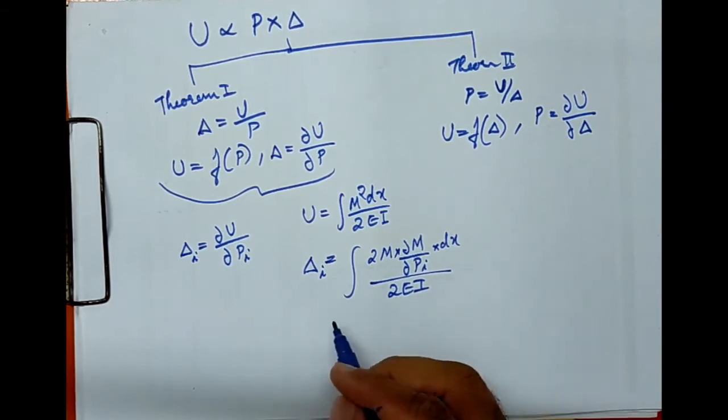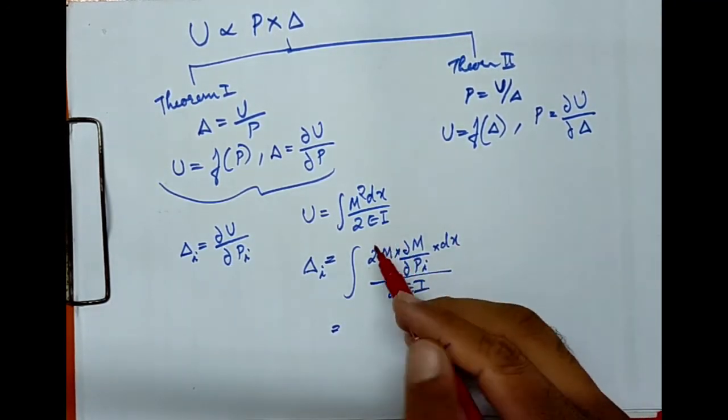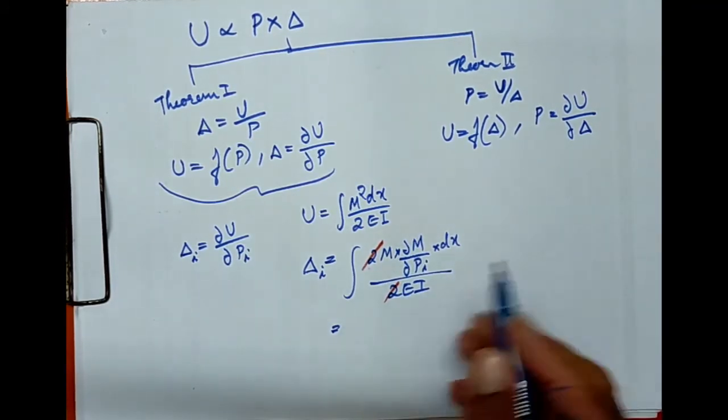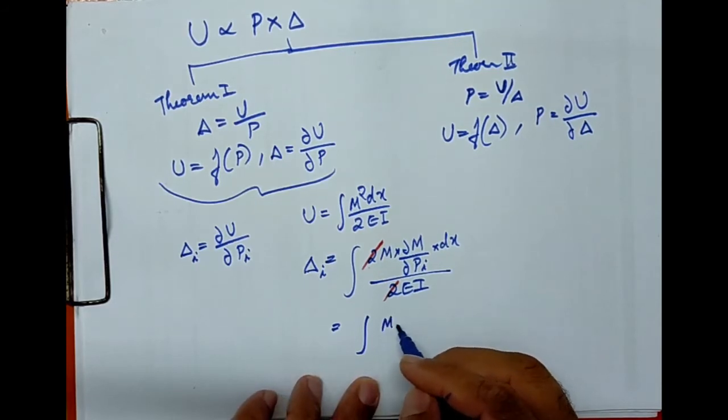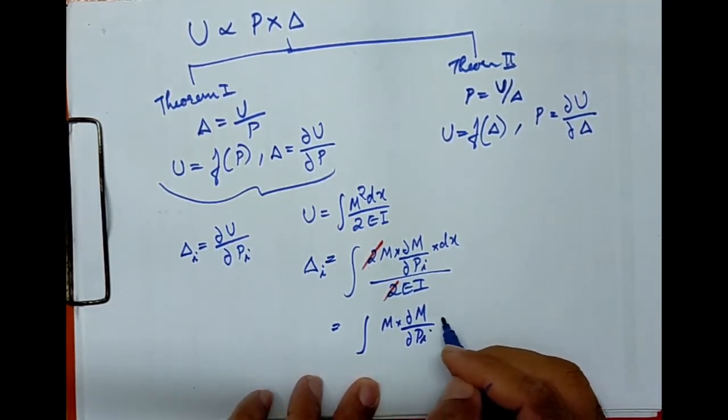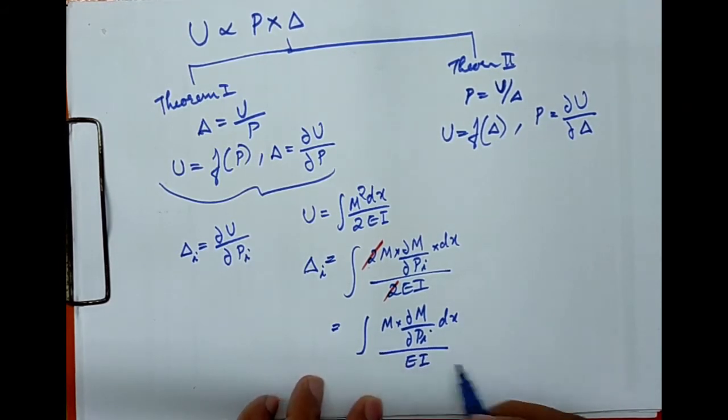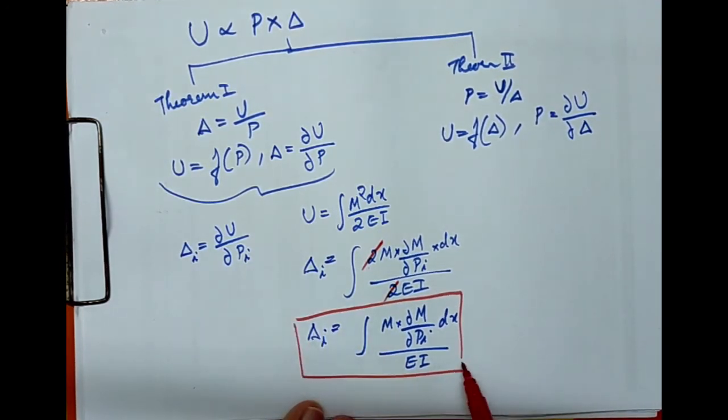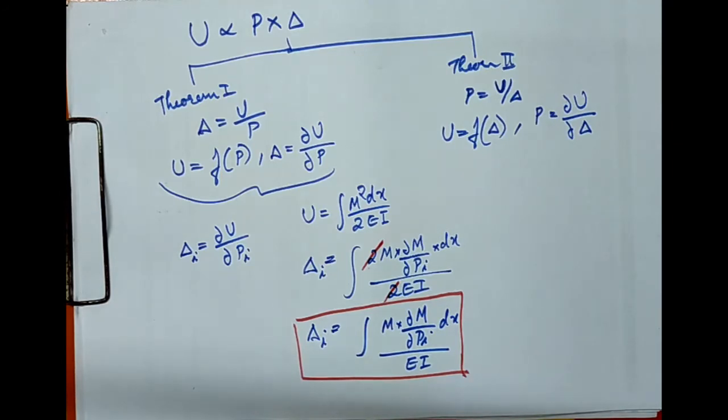Here the common terms will go away, and you can just eliminate the numerator and denominator, and finally what we have is the expression integral M times dou M by dou Pi dx by EI, which will give you the deflection. This is the important formula that we need if we want to solve problems using the strain energy method for analyzing indeterminate structures. So this is the very fundamental equation that you should know with great depth.